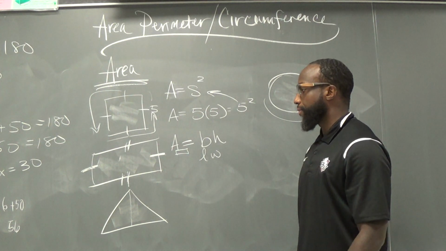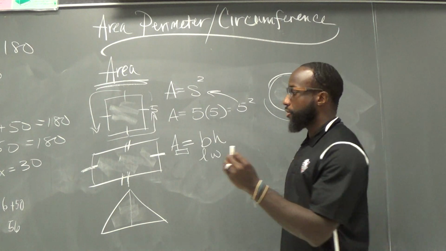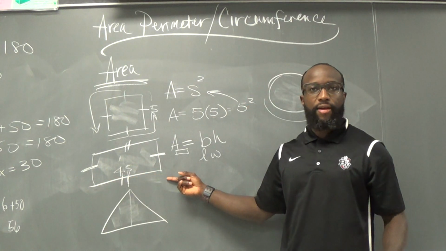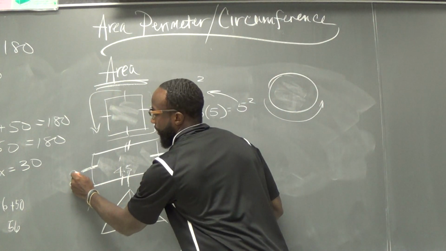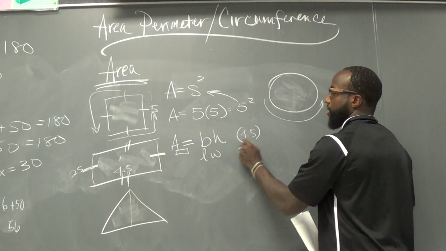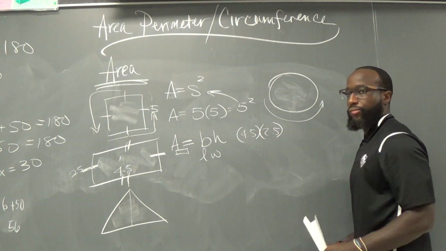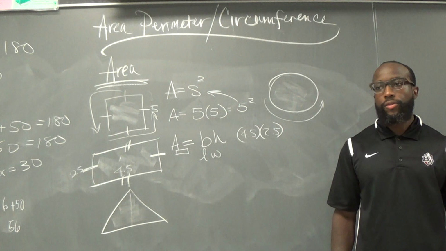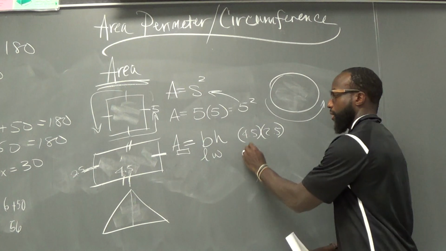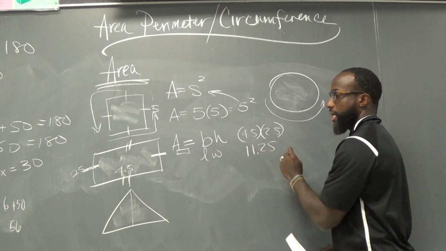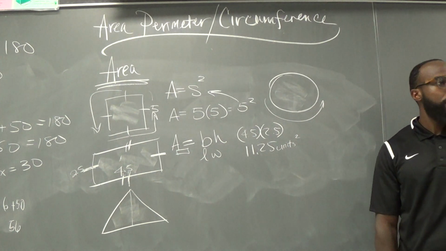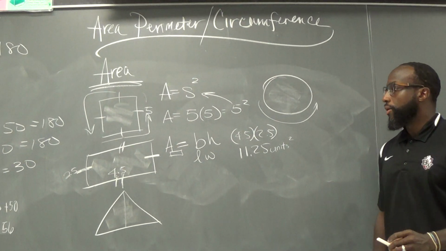So in that case, let's use a crazy measure. If we say the base is 4.5 and this height is 2.5, the area will be 4.5 times 2.5. Who's going to be my calculator? 11.25. Here's the area, and that would be in units squared. Units squared.